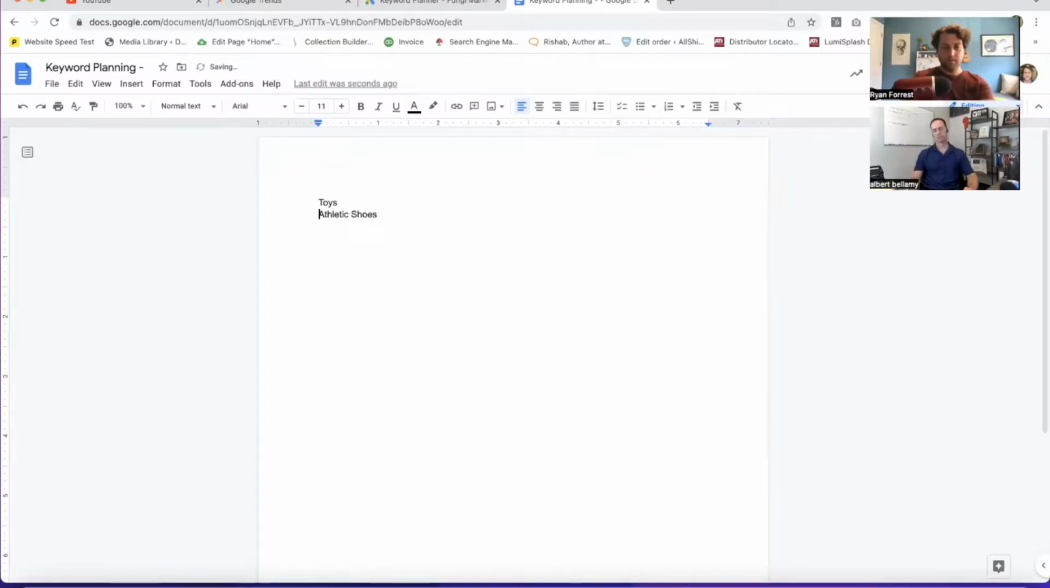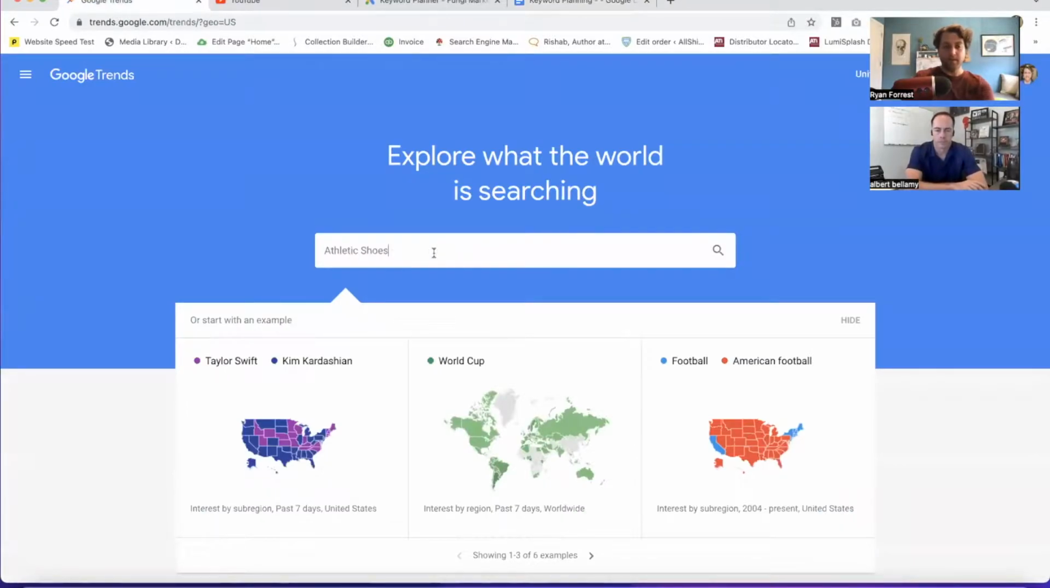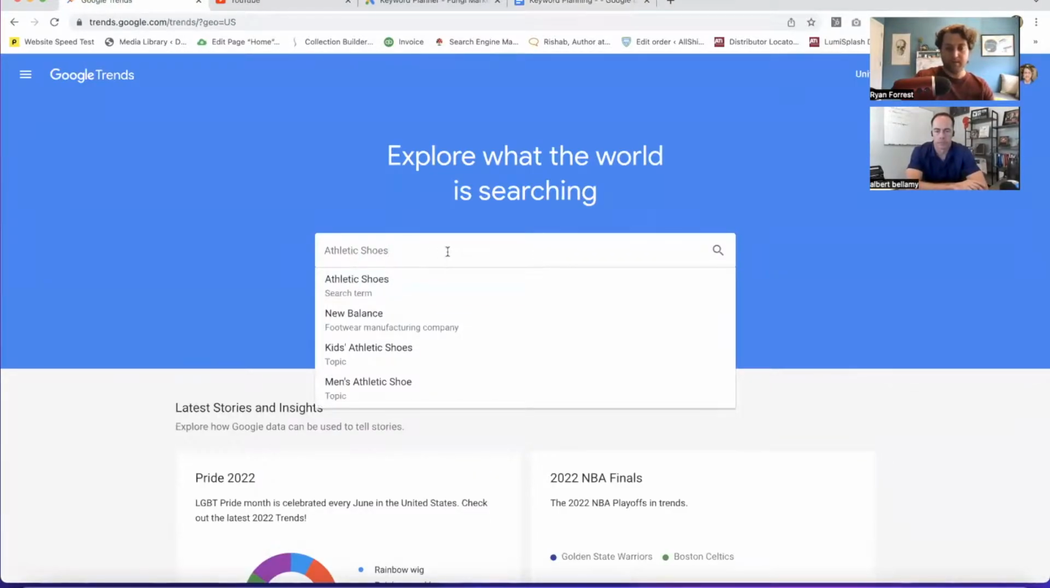Maybe we could go one level down. Well, we could start at the top and just do athletic shoes and see what comes of that. I'm going to start with Trends because I think it'll be a place for us to find a variety of things. Here on the main page, I haven't even clicked through yet for the search term, but they have breakdowns below, like men's athletic shoes and kids athletic shoes as topics.